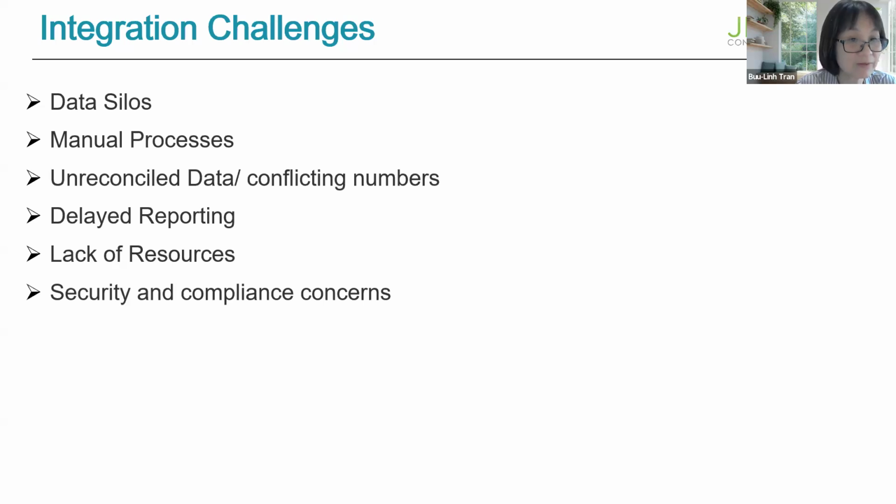Unreconciled data, conflicting numbers. What happens if you do manual integrations? You do expose yourself to conflicting numbers. Delayed reporting. Depending on how long it takes you to get that data in, it could delay reporting. And we definitely want to speed up our month-end close, not delay it. Lack of resources, and security and compliance concerns.